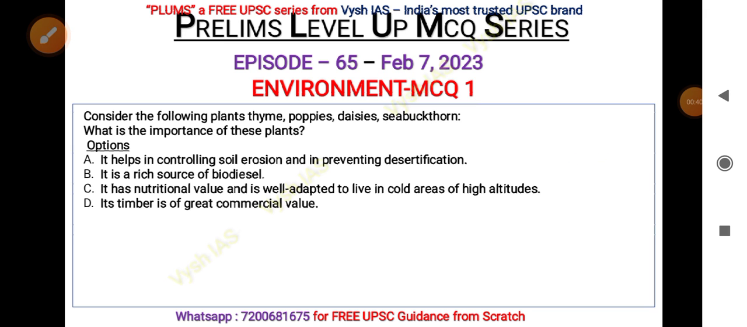The first MCQ: consider the following plants. The plants are thyme, poppies, daisies, sea buckthorn. They're asking what is the importance of these plants. The options are whether these plants help in controlling soil erosion and preventing desertification, or are a rich source of biodiesel, or have nutritional value and are well adapted to live in cold areas of high altitudes, or their timber has great commercial value.